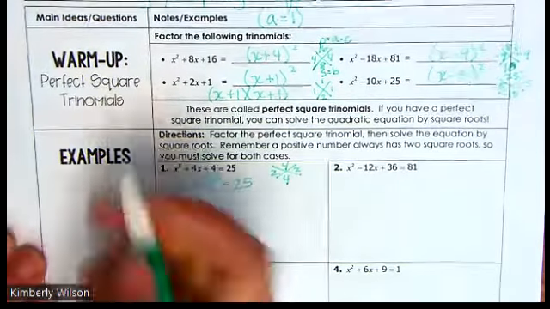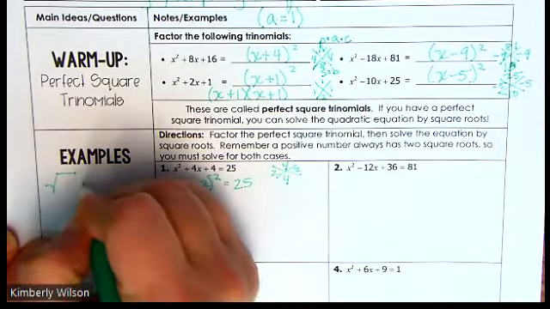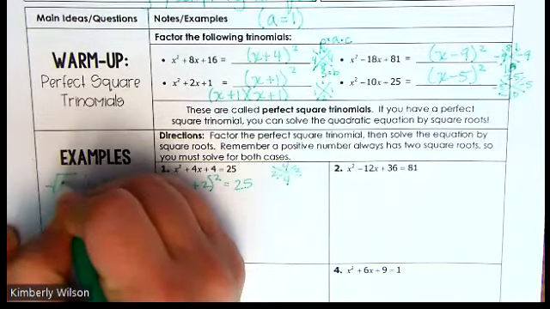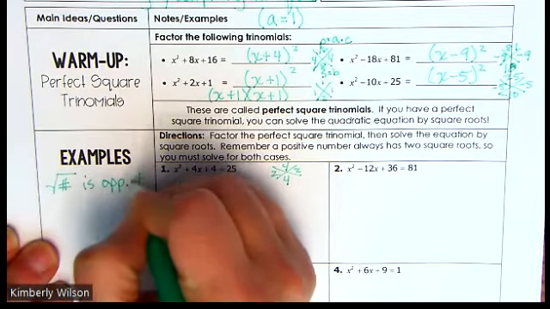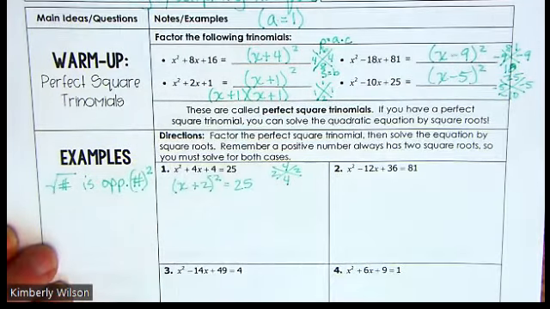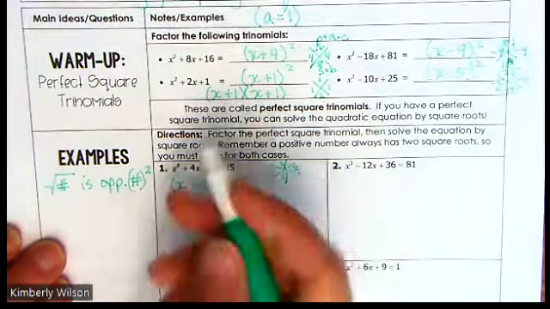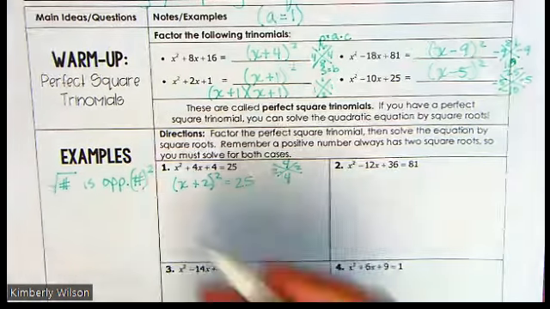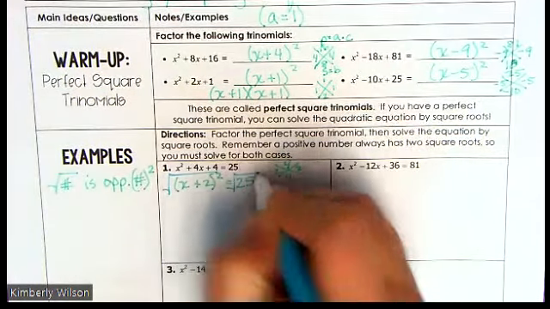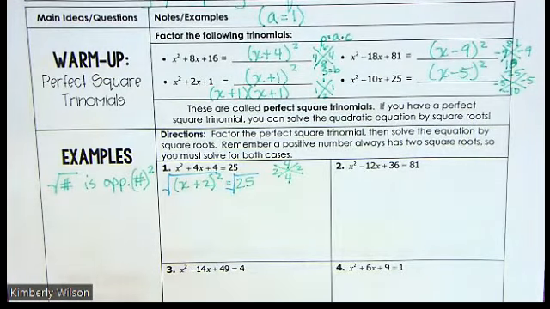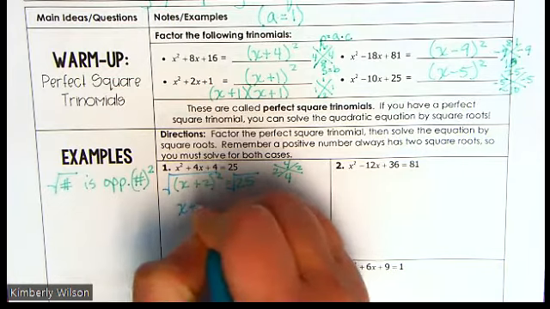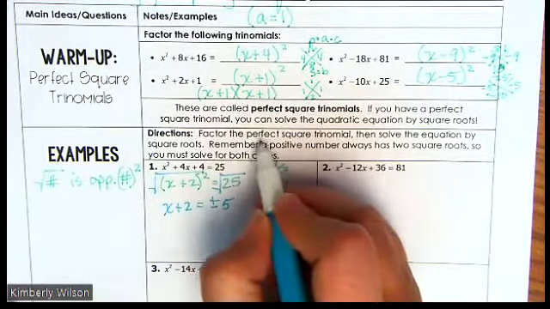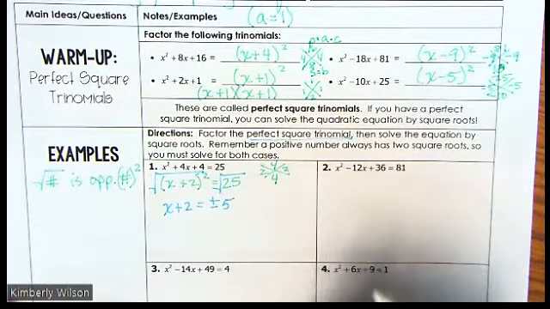Well, remember that the square root is opposite. The square root of some number is the opposite of some number squared. Okay, so if this is squared, that means that I can take the square root of each side. So I'm now going to have x plus 2 equals plus or minus 5. Okay, so we've factored the perfect square trinomial. Now we're solving.